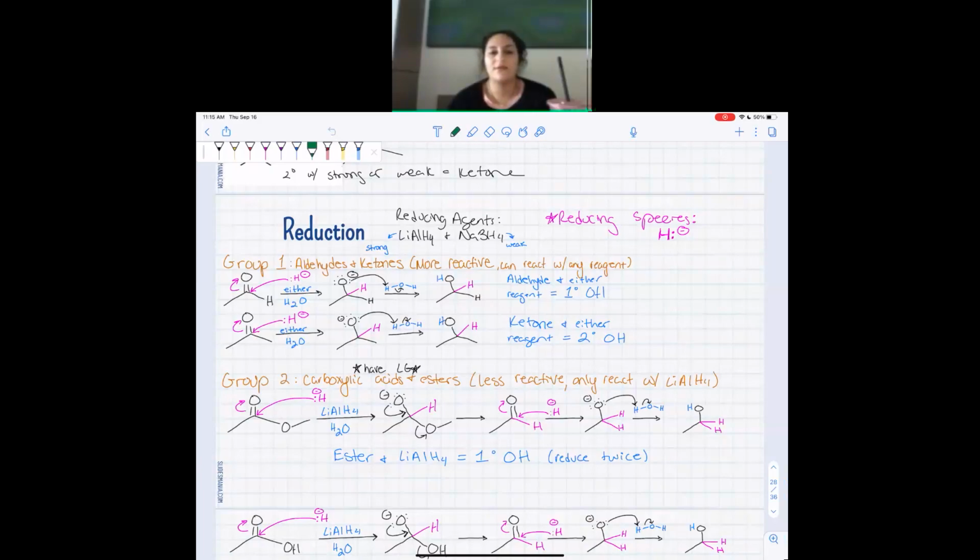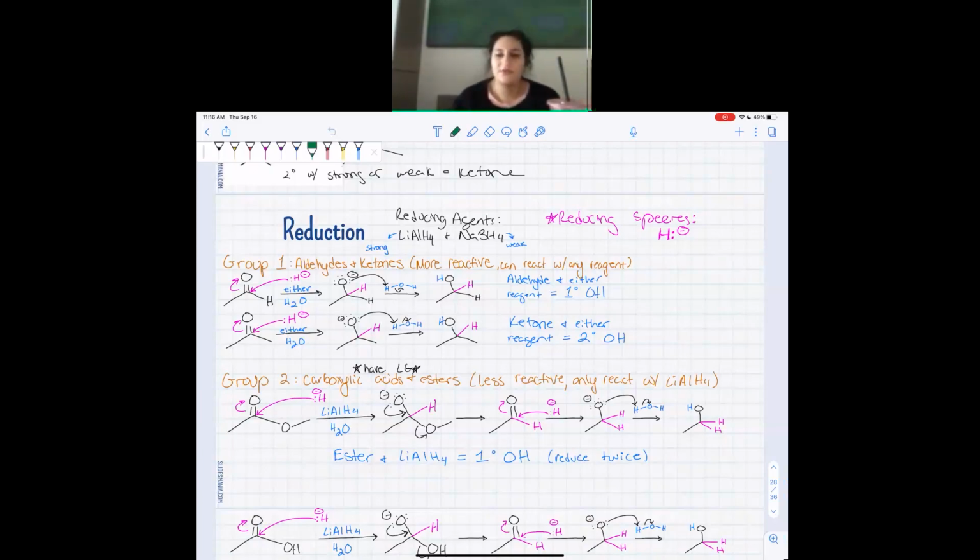If we reduce an aldehyde, we get a primary alcohol. If we reduce a ketone, we get a secondary alcohol. I'm going to say that again because I messed up. If we reduce an aldehyde, we get a primary alcohol. If we reduce a ketone, we get a secondary alcohol. And that's really all you need to know. You don't have to know every step of the mechanism, although it is useful.